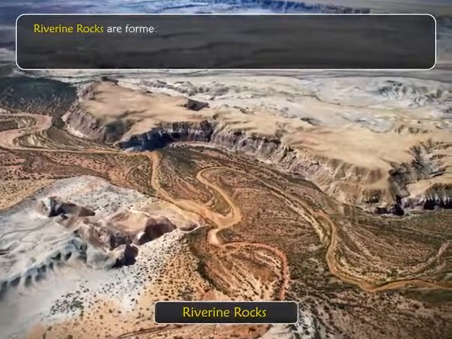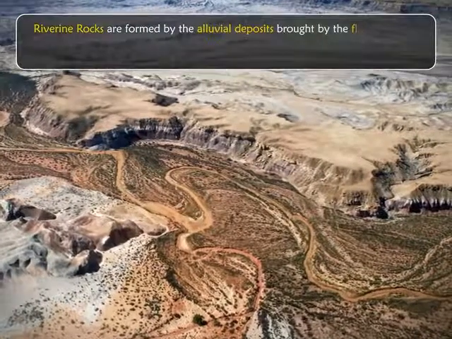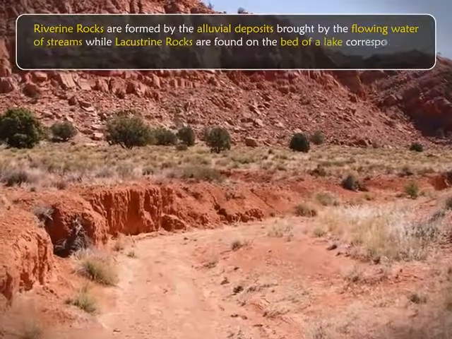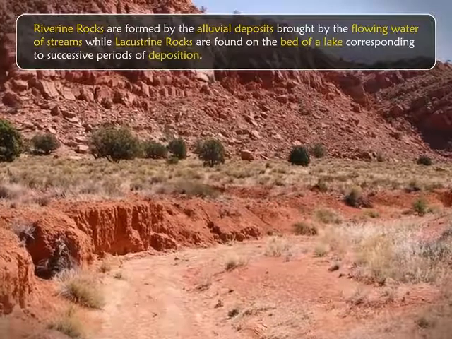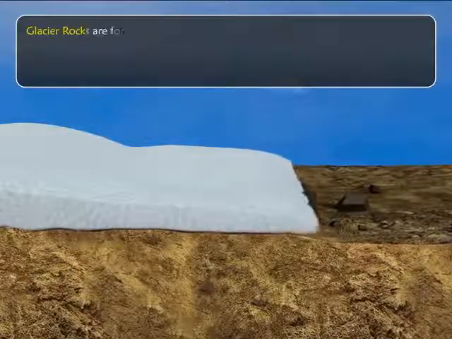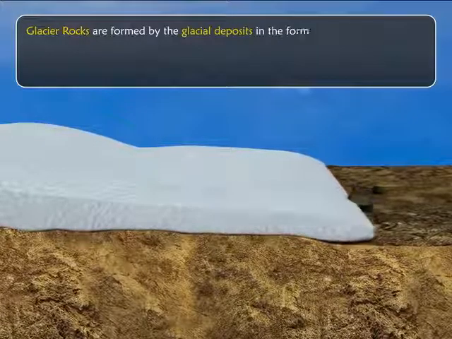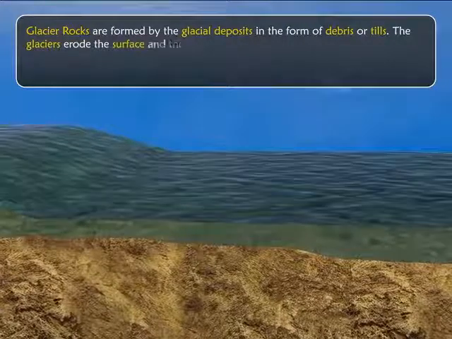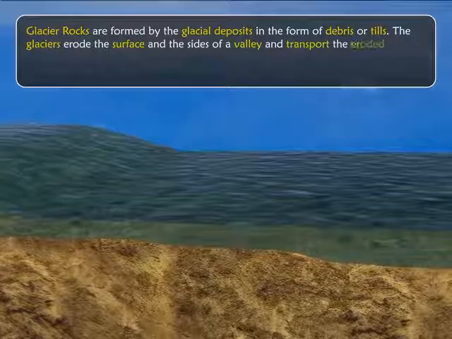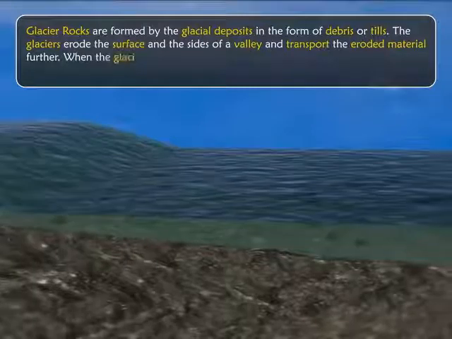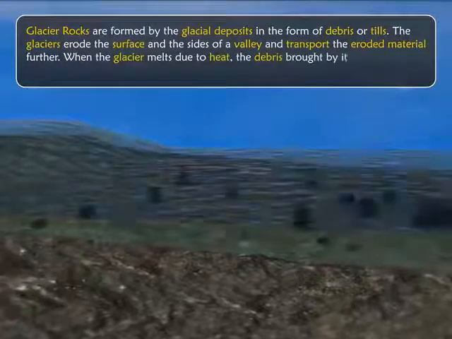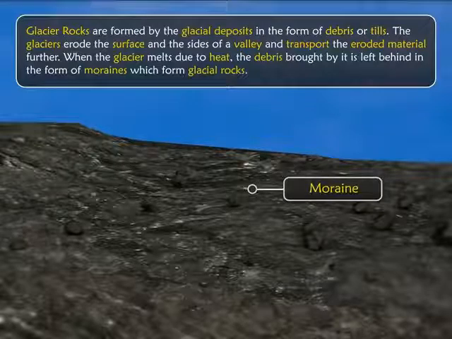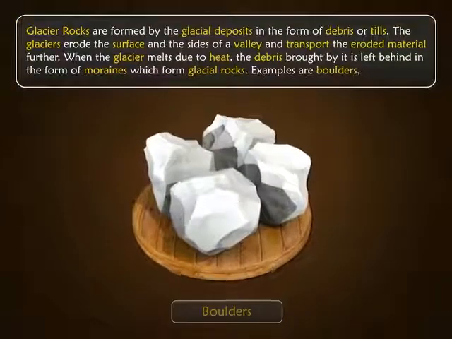Riverine rocks are formed by the alluvial deposits brought by the flowing water of streams, while lacustrine rocks are found on the bed of a lake corresponding to successive periods of deposition. Glacier rocks are formed by the glacial deposits in the form of debris or tills. The glaciers erode the surface and the sides of a valley and transport the eroded material further. When the glacier melts due to heat, the debris brought by it is left behind in the form of moraines, which form glacial rocks. Examples are boulders, gravel, etc.